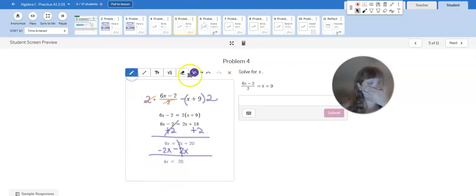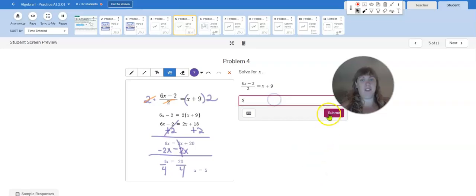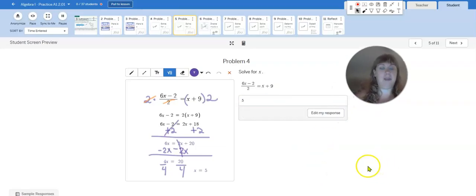And our final step is dividing both sides by 4. And then we get x equals 5. And we can submit that. Beautiful. Alrighty, let's go ahead to the next slide when you're ready.